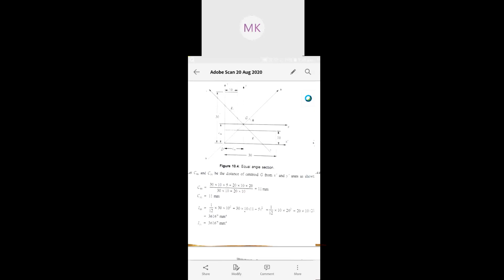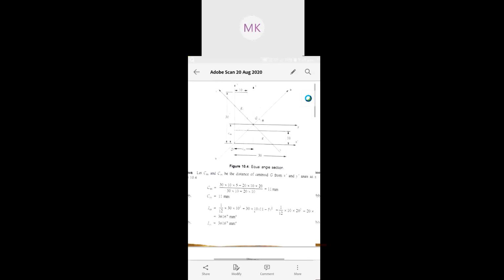So for Cxx, what is the formula? All of you please write down this formula, or you will be confused later on. Are you writing? The formula is Cxx equal to A1 into X1 plus A2 into X2, divided by A1 plus A2.